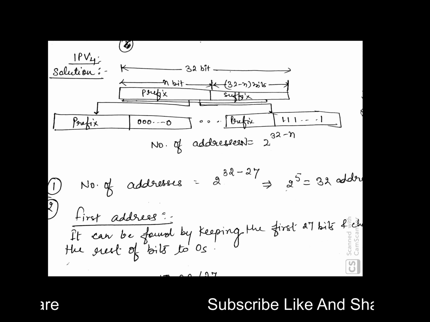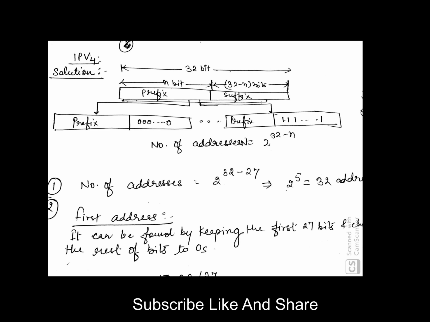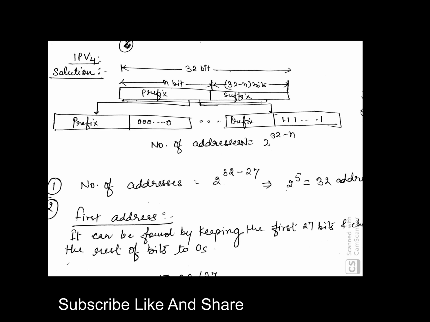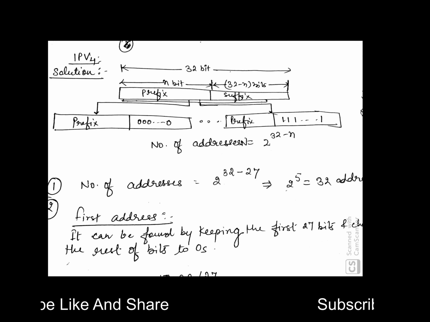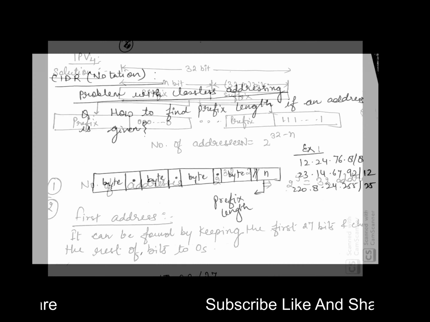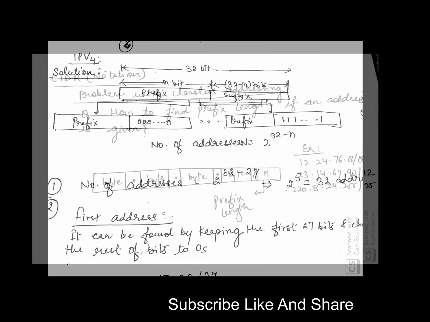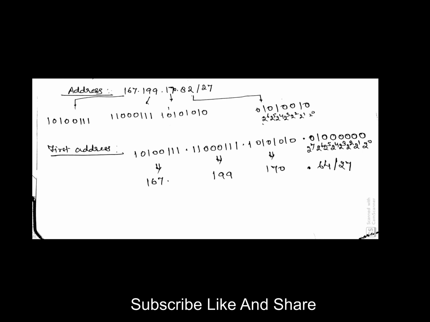So before you calculate the first address, I hope that you are aware of how to convert decimal notation to binary and binary to decimal. If you have any problem, write in the comment box. I will definitely provide the solution for that. So here, first of all, we have to convert this address into binary form.